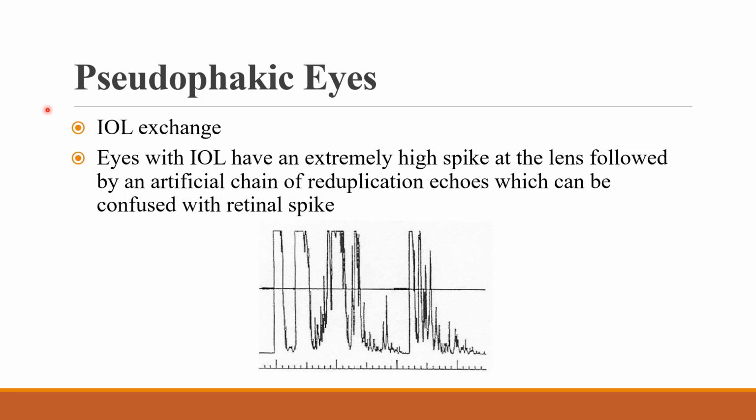Pseudophakic eye, IOL exchange. Eyes with an IOL have an extremely high spike at the lens, followed by an artificial chain of reduplication echoes which can be confused with the retinal spike. You can see here the long spikes.